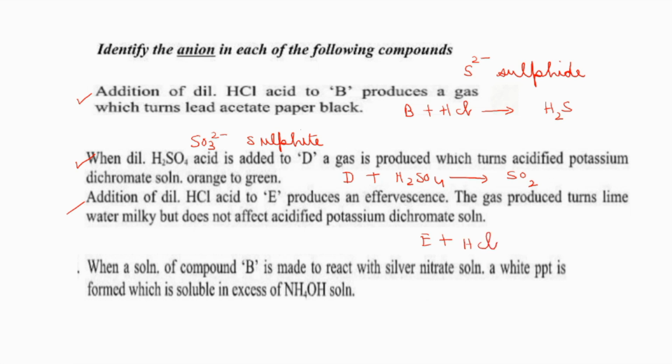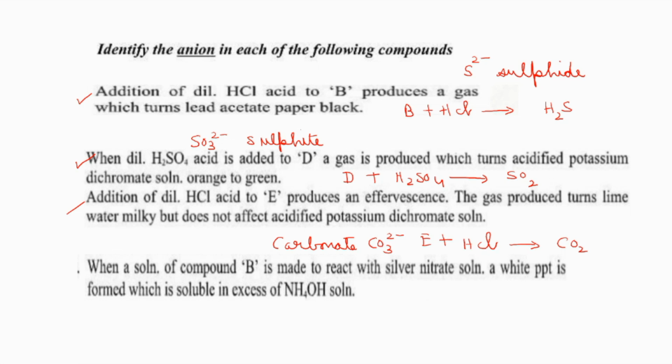And the gas produced turns lime water milky but does not have effect on acidified potassium dichromate solution. So we can confirm which gas that is. You will know that it is carbon dioxide. So whenever we add dilute acid to something and carbon dioxide evolves, this salt will contain which anion? It should contain the CO3 2 minus ion, or you should write carbonate.